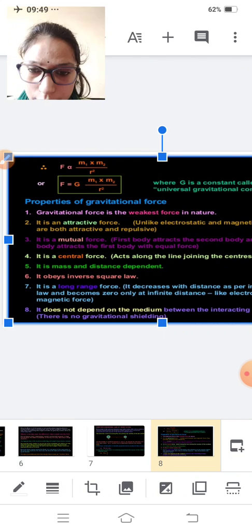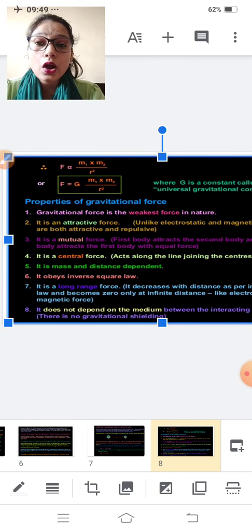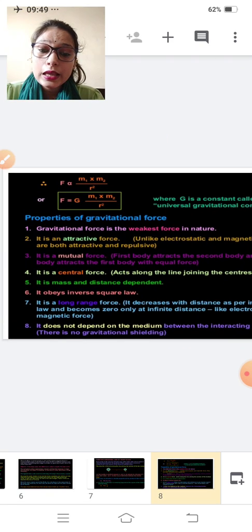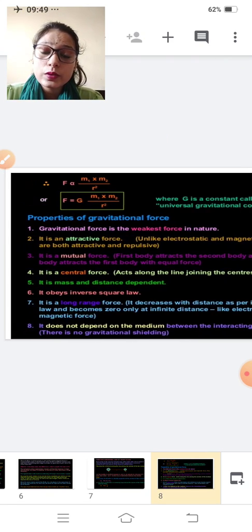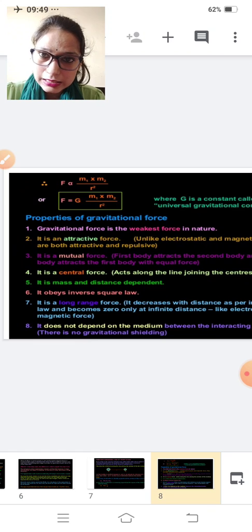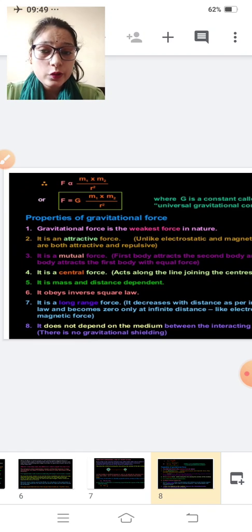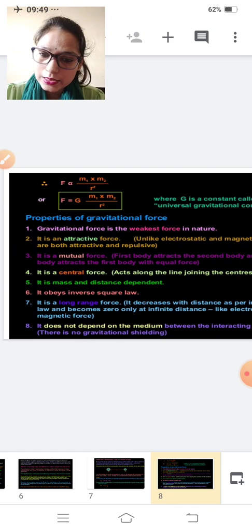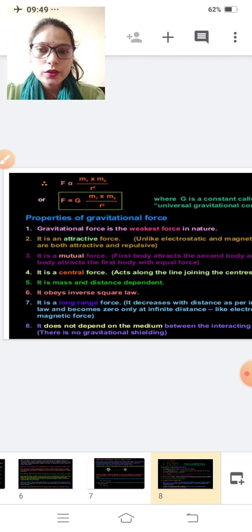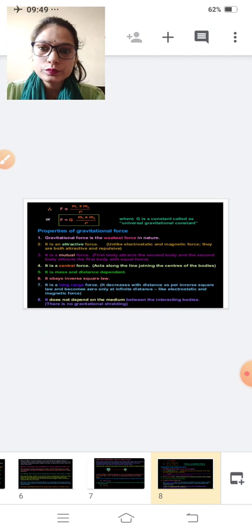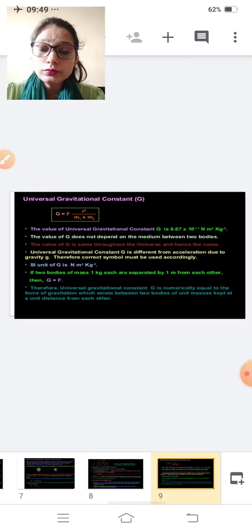Clear? It is a long range force. It decreases as distance increases, and it increases as the product of the masses increases, and it does not depend upon the medium. Clear to you?